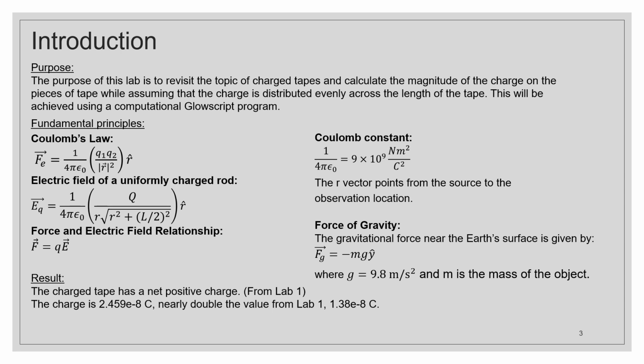The force of gravity is the downward force exerted by the Earth, and it is negative mg y hat, where m is the mass of the object and g is a constant equaling 9.8 meters per second squared.